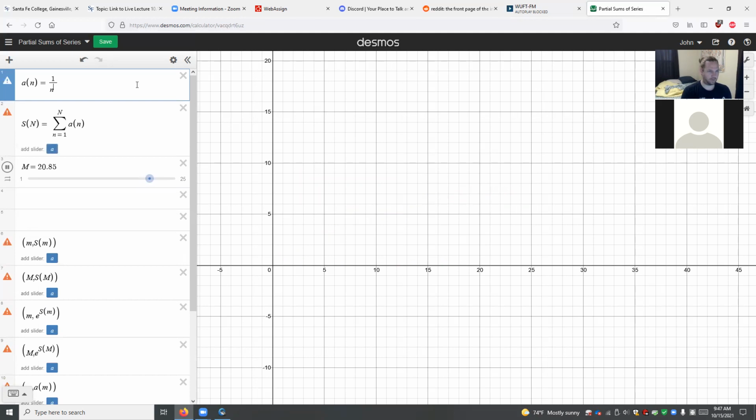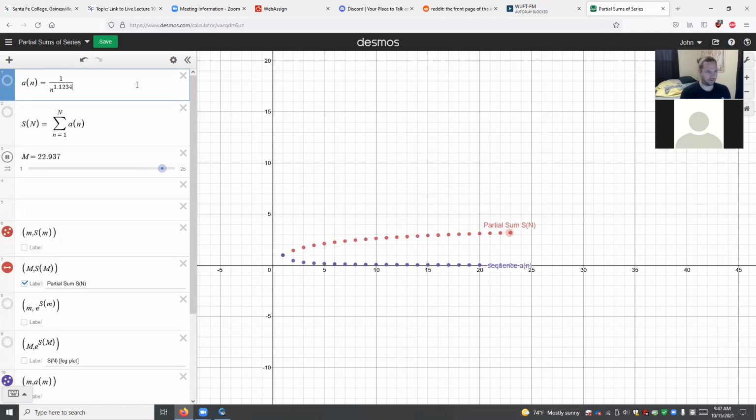Now let me try some other numbers here. Here I've got 1 over n to a power that is slightly larger than 1. Of course, the a_n themselves are going to 0, right? 1 over n to any positive power is going to go to 0. And the red now appears to maybe be convergent, right? It's increasing, sure, but it appears to be piling up on something. It's not just blowing up.